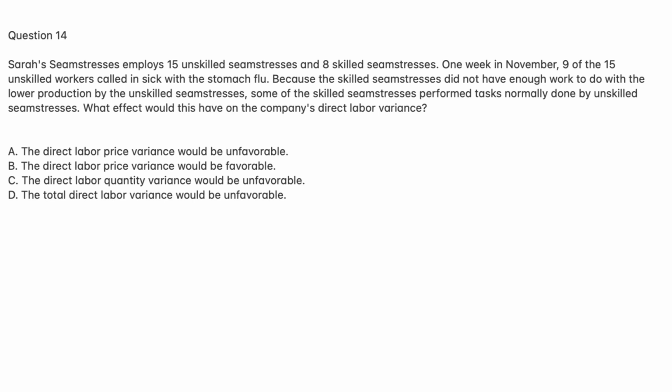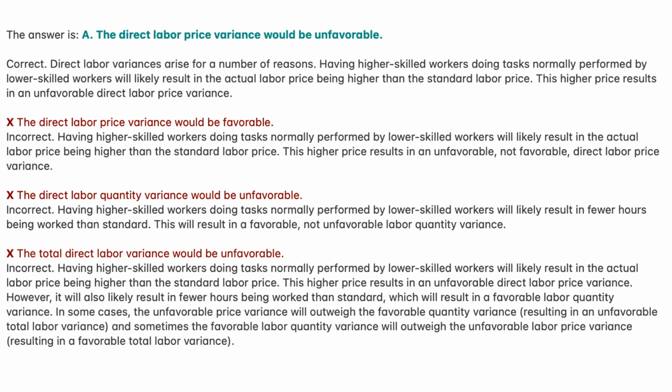A. The direct labor price variance would be unfavorable. B. The direct labor price variance would be favorable. C. The direct labor quantity variance would be unfavorable. D. The total direct labor variance would be unfavorable. The answer is A. The direct labor price variance would be unfavorable. Correct. Direct labor variances arise for a number of reasons. Having higher skilled workers doing tasks normally performed by lower skilled workers will likely result in the actual labor price being higher than the standard labor price. This higher price results in an unfavorable direct labor price variance.